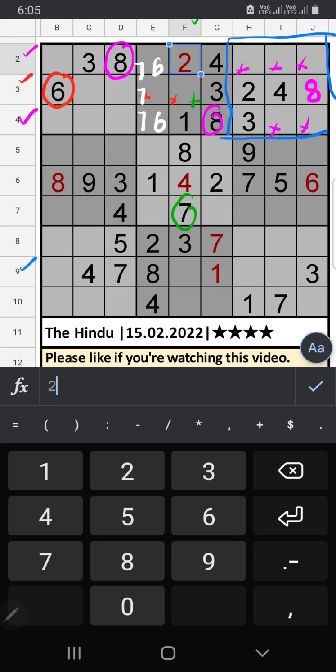As ninth row, we have pair numbers 4 and 8. 4 and 8 can't come this cell. 4 and 8 will come in any one of the cells. Seventh row, we have 4. So 4 can't come in this cell. 4 is confirmed here. Then 8 is here.